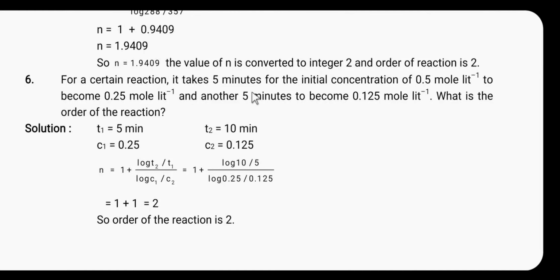In this problem, instead of the pressure, the concentrations are given. That's why we consider C1 and C2. So we have to change the formula: n is equal to 1 plus log of t2 by t1, divided by log of C1 by C2. Directly we can substitute the values of t1, t2, C1 and C2 in this expression. So n is equal to 1 plus log of 10 divided by 5, divided by log of 0.25 divided by 0.125. When we solve this, we get 1 plus 1, that is 2. So the order of reaction is 2.